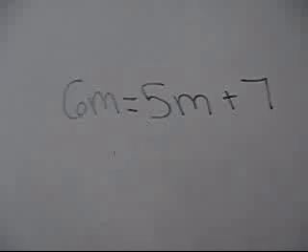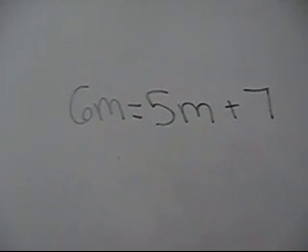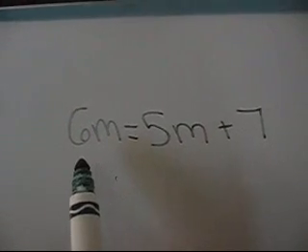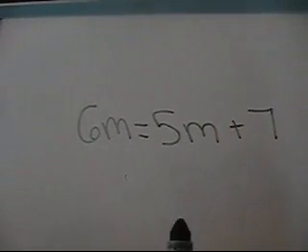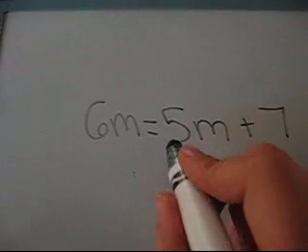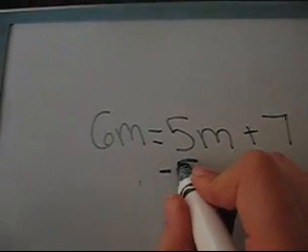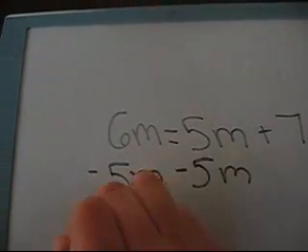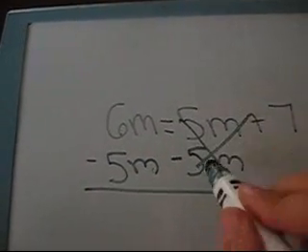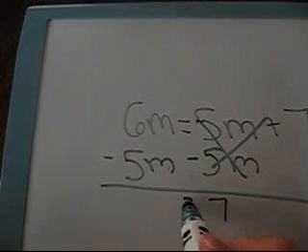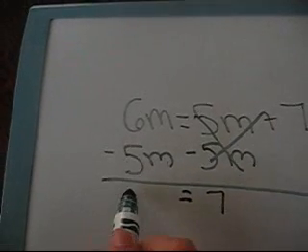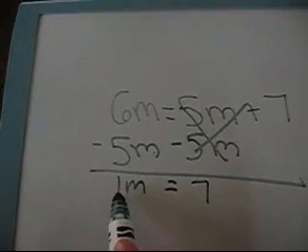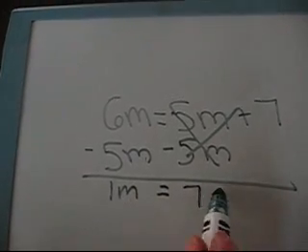Let's try another one. On this problem, it's the same thing. They can't be combined because they're on different sides of the equal sign. So what you're going to do, since this is positive, is subtract 5n from both sides. Those cancel out. You're left with 7 on this side, your equal sign, equals 1m. And 1m is the same as m, so you have m equals 7.